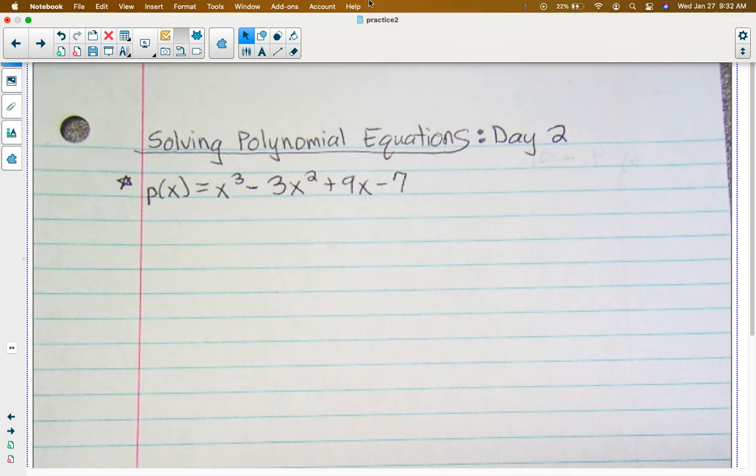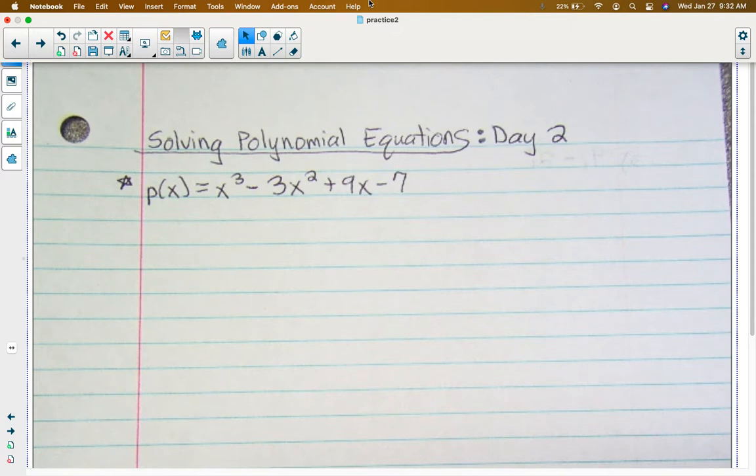All right. Hey everybody. So we're going to start this video with solving another polynomial equation. We're going to go through those steps from yesterday, and then we are going to create our own polynomials given the zeros of the function. So let's get started with this first one. We have p of x equals x to the third minus 3x squared plus 9x minus 7.